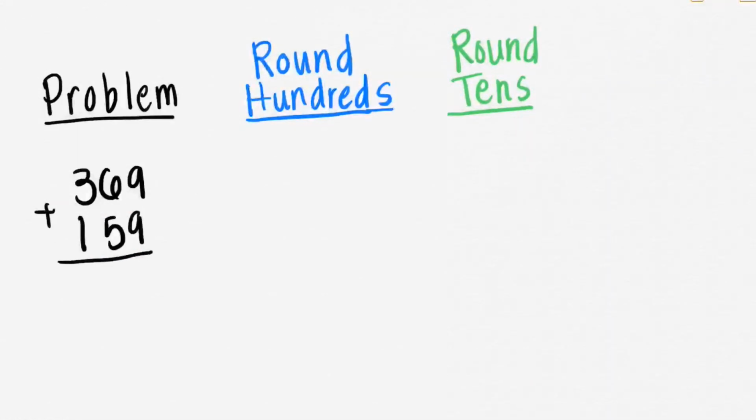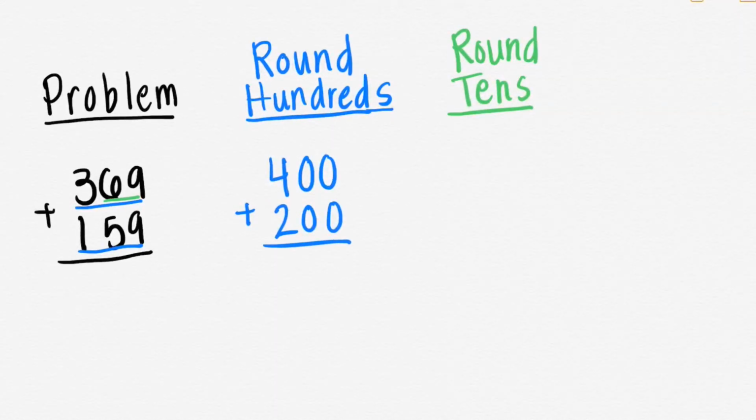Is 369 closer to 300 or 400? It's closer to 400 because it's over 350. Is 159 closer to 100 or 200? It's closer to 200 because it's over 150. Now let's look at the tens. Is 69 closer to 60 or 70? It's closer to 70, so it's 370. Is 59 closer to 50 or 60? It's closer to 60, so it's 160.